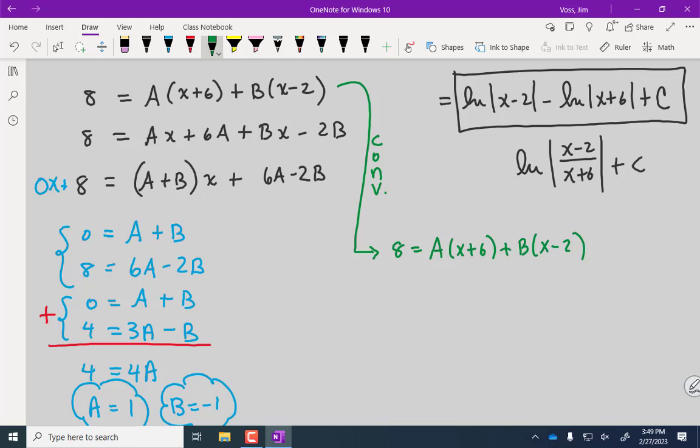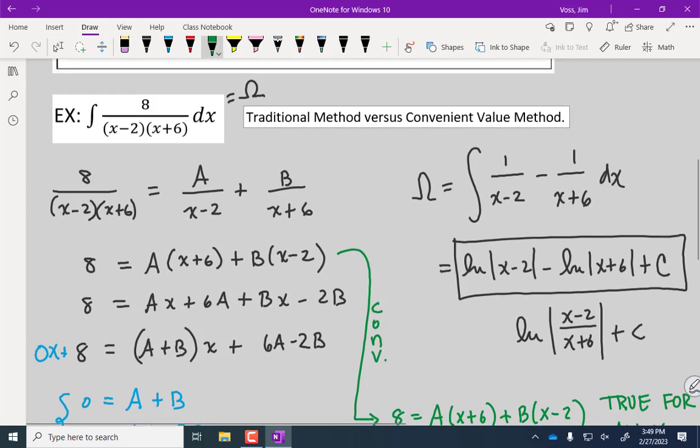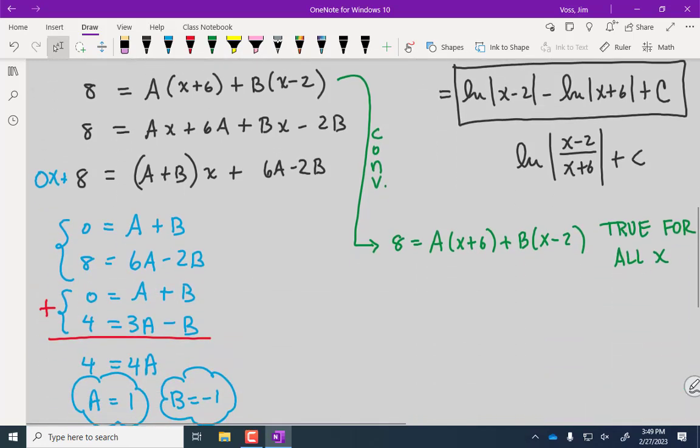This equation is an identity. This equation is true for all x. Is the 8 always going to be there, or is that just specific to this problem? Is what going to be there? The 8. Well, the 8 is just because that's what was here. So it's whatever the numerator is, it's going to be on the left. Okay. So in this case, it was a constant on the left. Sometimes there'll be an x in there.